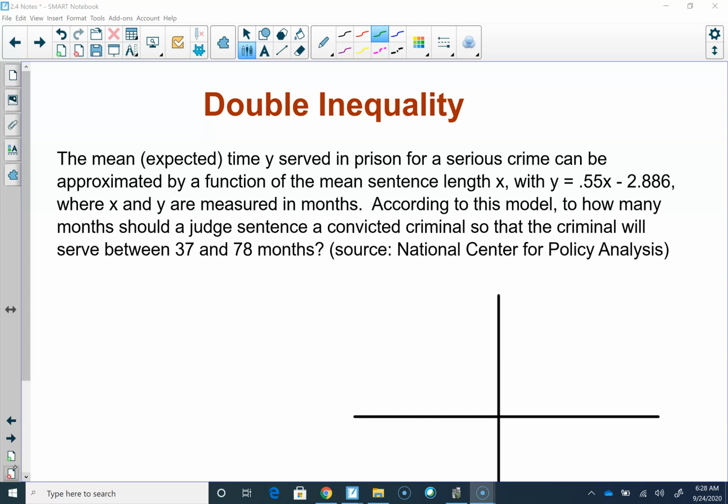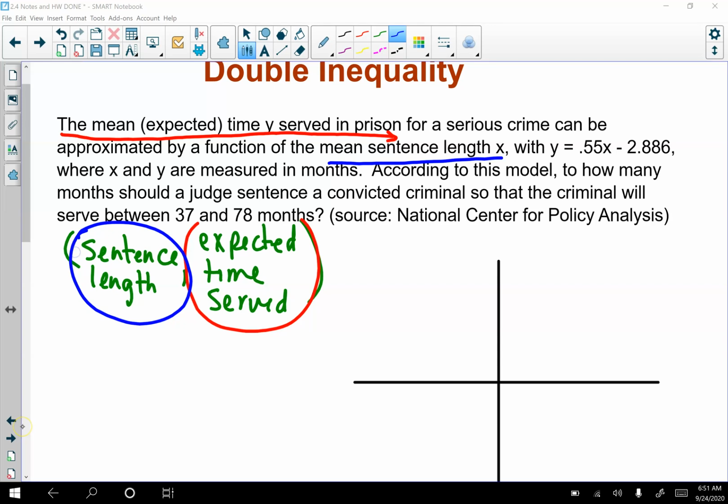Here's one more double inequality. So the mean, the expected time y served in a prison for a serious crime can be approximated by a function of the mean sentence length x, with y equaling that equation where x and y are measured in months. So if I look at this one, I'm trying to figure out what my x and my y are here. Pen is acting up again.